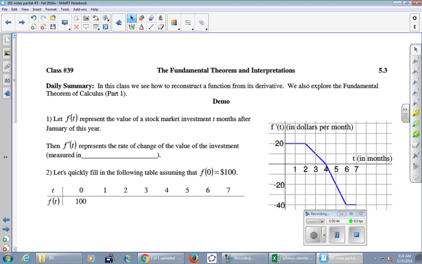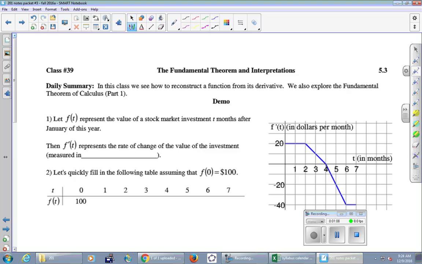Let f of t represent the value of a stock market investment t months after January of this year. That means that f prime of t represents the rate of change of the value of the investment, right? The investment might go up, increase in value, might go down, might lose value. Measured in, let's get some units here.